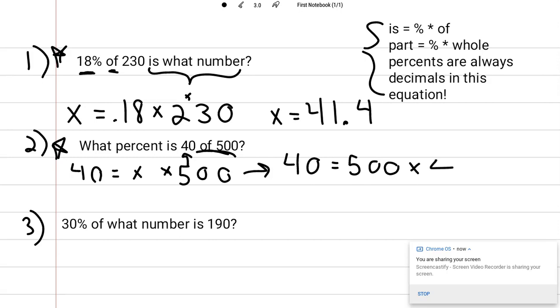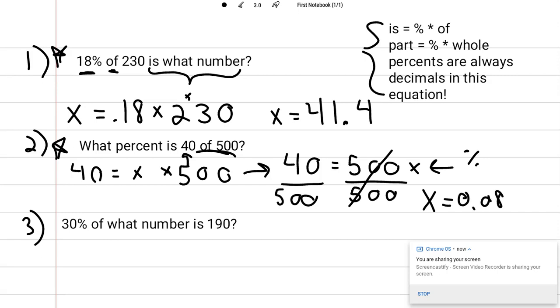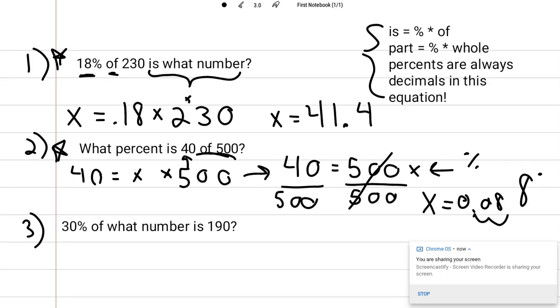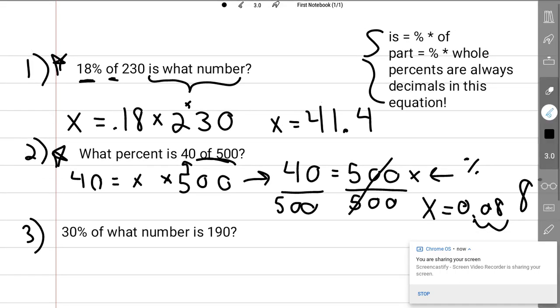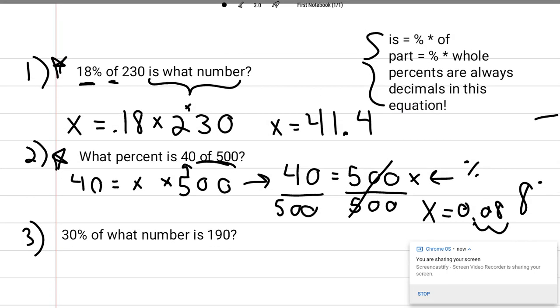So this is representing my percent. So all I have to do is divide both sides. So when I do that, I'm going to get an x value of 0.08. But I need a percent. So to make that a percent, I move it over twice and I get an answer of 8%. That is going to be my final answer. Oh, go away. There we go. 8%.